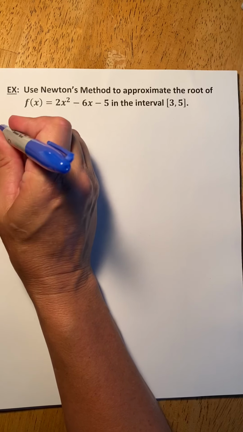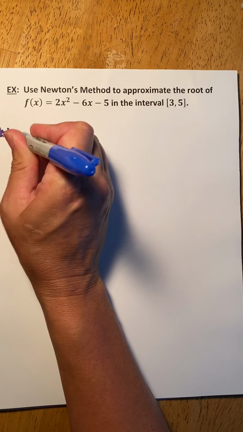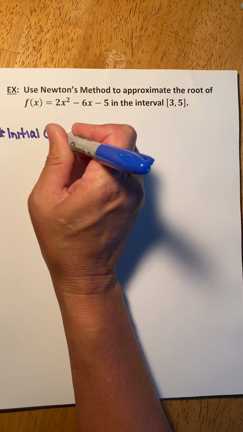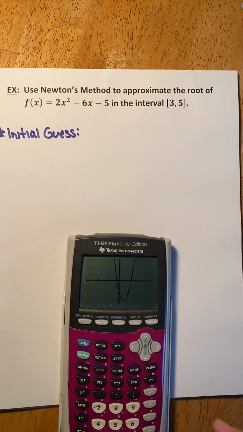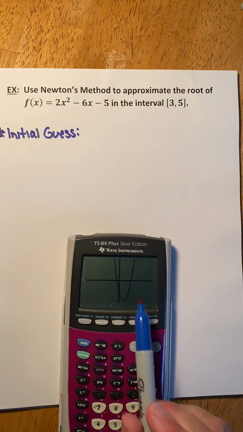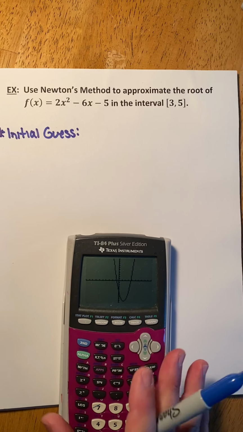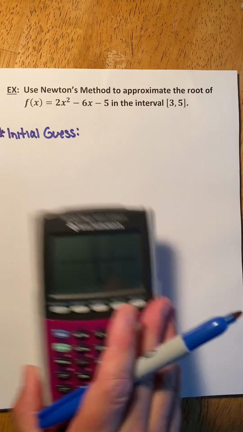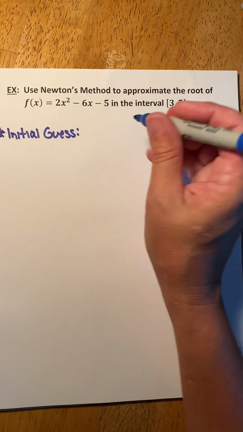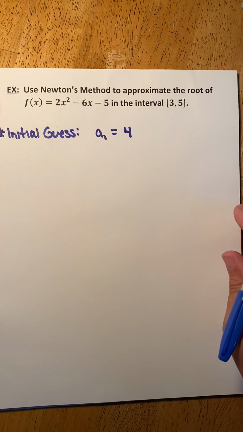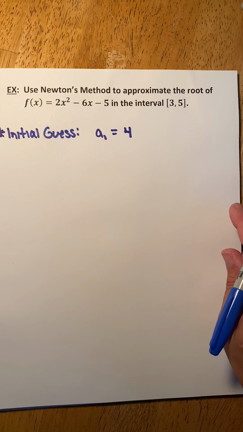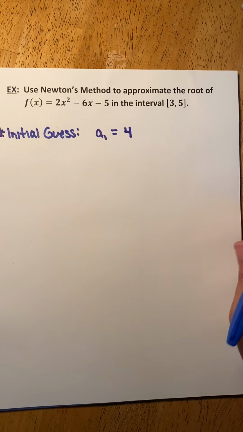So the first thing we need is an initial guess. We're looking for a number between 3 and 5. When I look at my calculator, it's somewhere between 3 and 5. So a good guess between 3 and 5 is 4. Not everybody has to guess 4. You could guess 3.5, you could guess 4.9. It should lead you to the answer in the end.